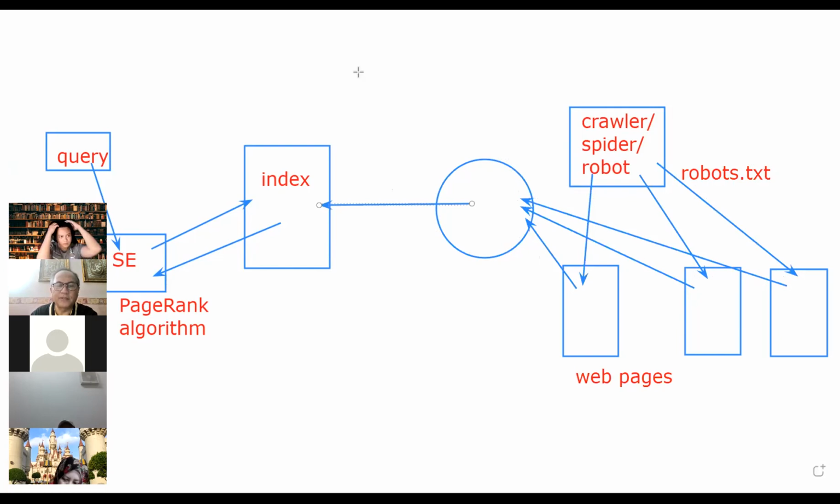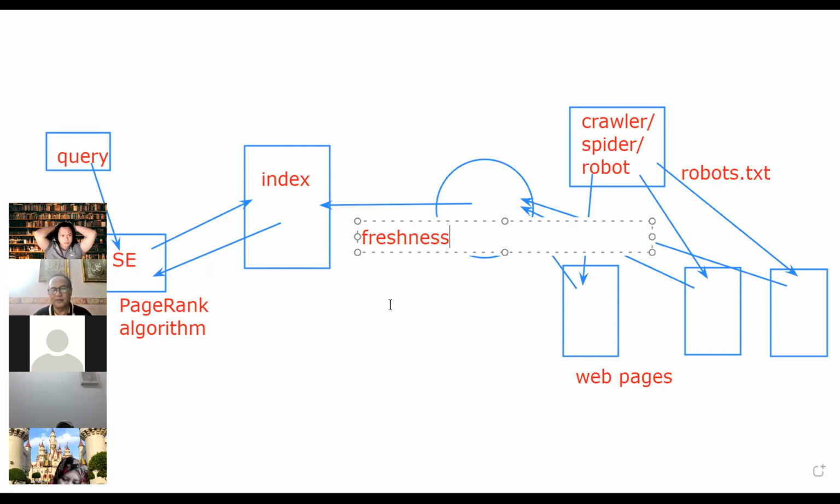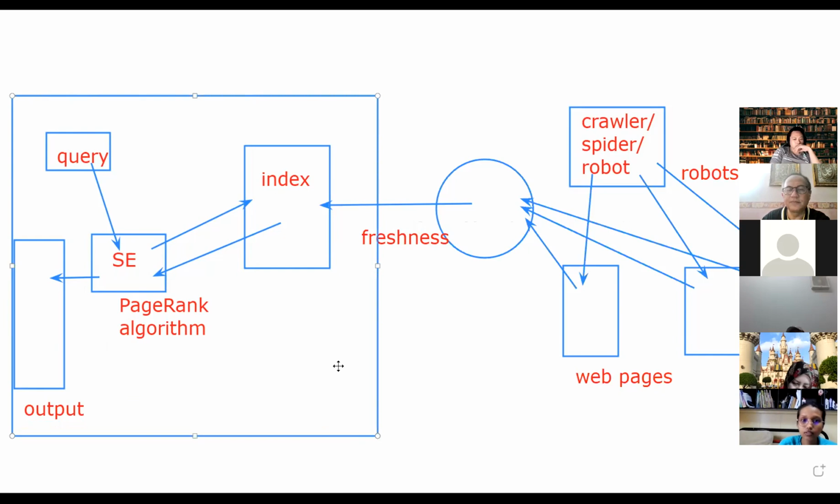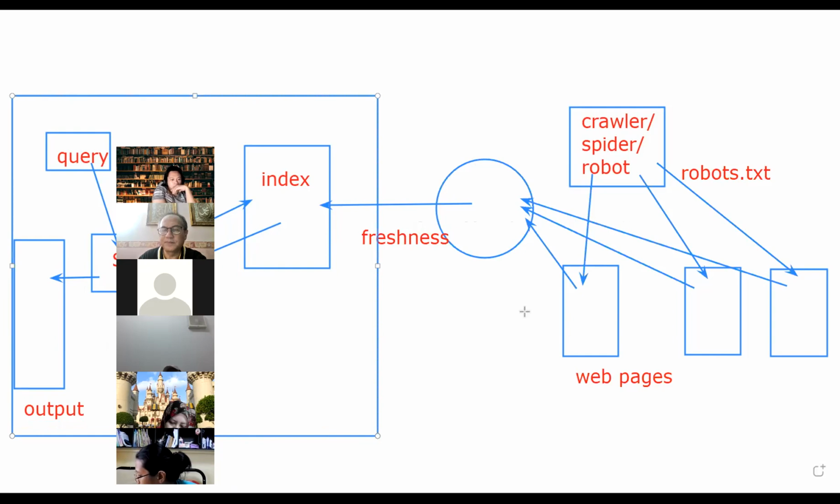So there is a term called freshness here. Freshness means how often they refresh their index, it's like bread. When you talk about a search engine, it is just here. This is the crawler. There is a robot that could do that.